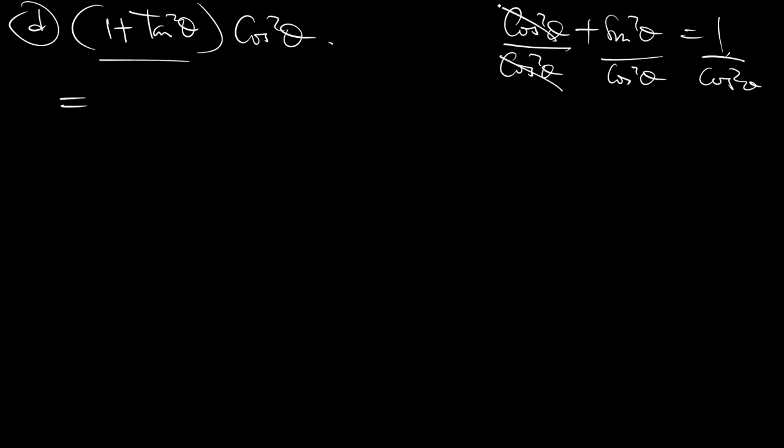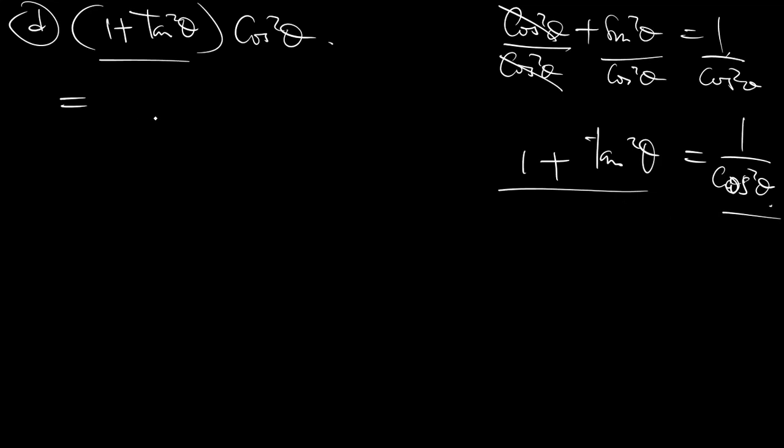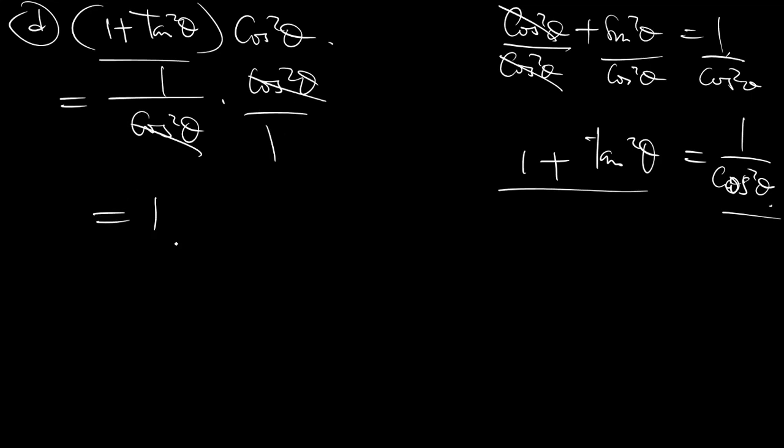Now this will cancel out. You have 1 plus the whole of this, which is tan square theta, equal to 1 all over cos square theta. So that means this expression is equal to this. Anywhere we see 1 plus tan square theta, we substitute 1 all over cos square theta in this expression. So we have 1 all over cos square theta times cos square theta all over 1. This cancels this, and you have 1. So that's for D.